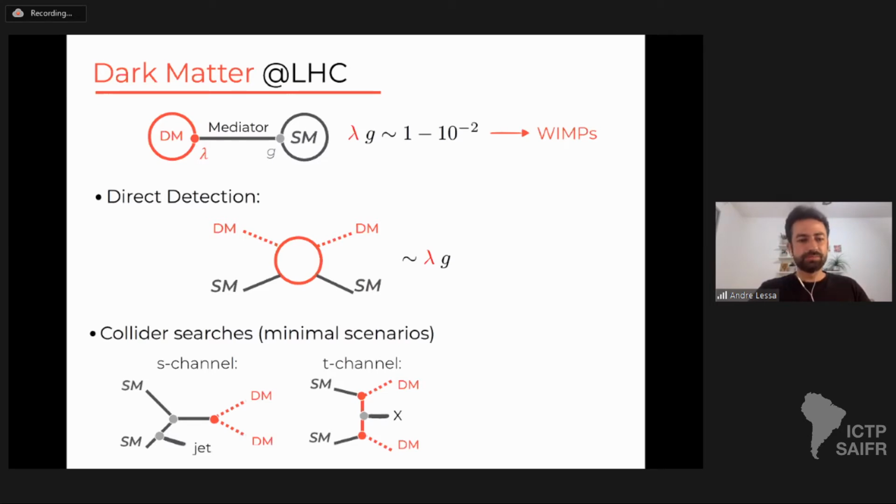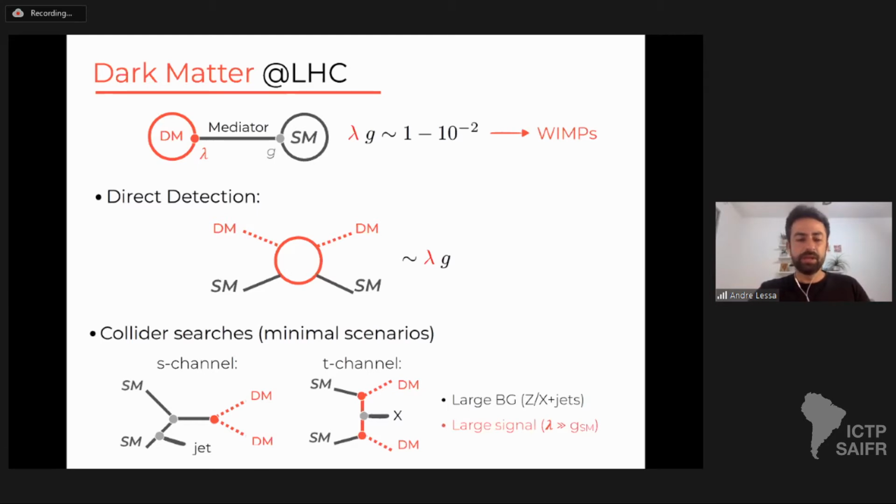We can also look for dark matter in colliders, and there, in this simplified framework, there are basically two main channels, an S channel and a T channel. In the S channel, we basically pair produce dark matter, and we rely on initial state radiation to trigger these events, and the main channel is MET plus jets. Or we could also have something radiating from the mediator, for instance, and we could have photons or Z's plus missing energy.